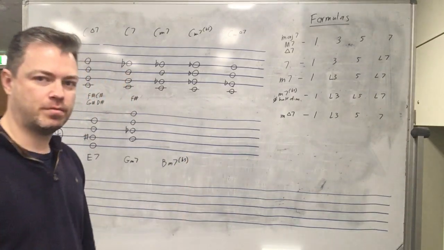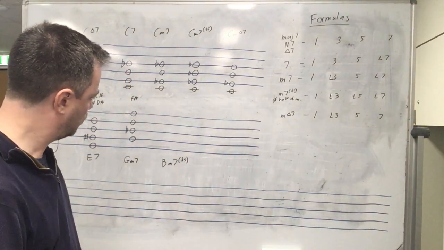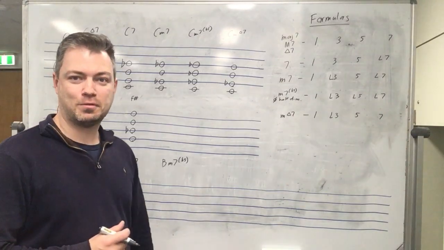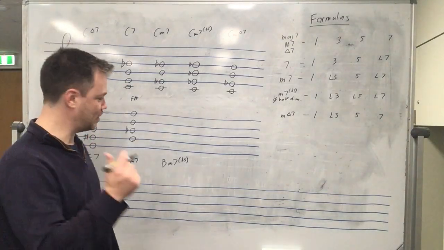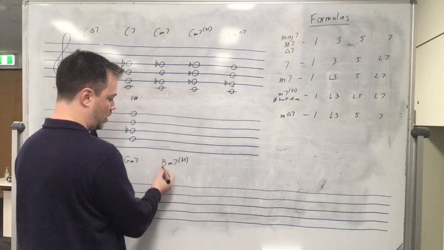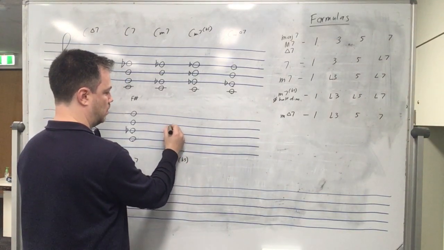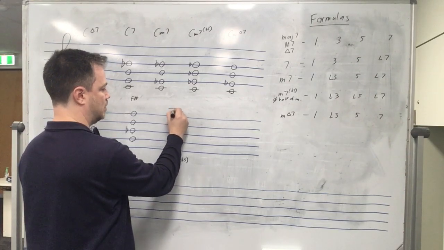I'm going to do B minor 7 flat 5. Cool. Okay. This one's got a large key signature, but that's okay. It's a good one to do. So we go to B, because that's the chord, and put in our 4 notes. 1, 2, 3, 4. We're going to need a ledger line here.